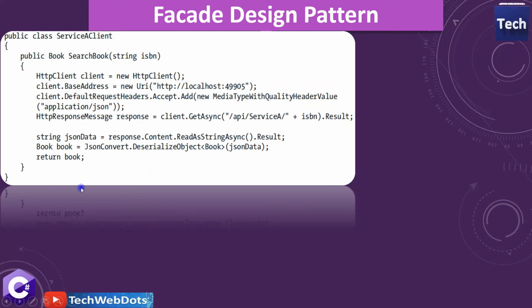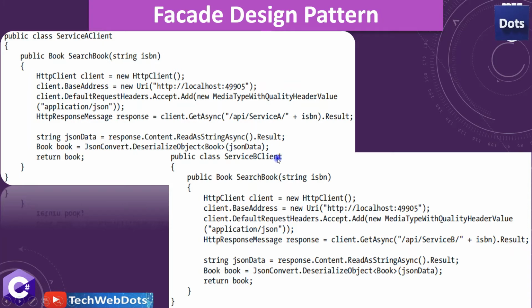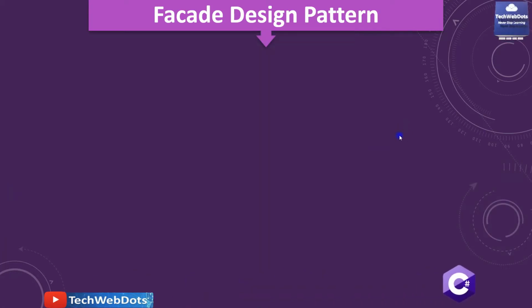Similarly we will do this for service client B. The search book method is also here. We set the same properties, its base address, the media header value, its response, and return the book. So we have two services ready and two service clients ready.